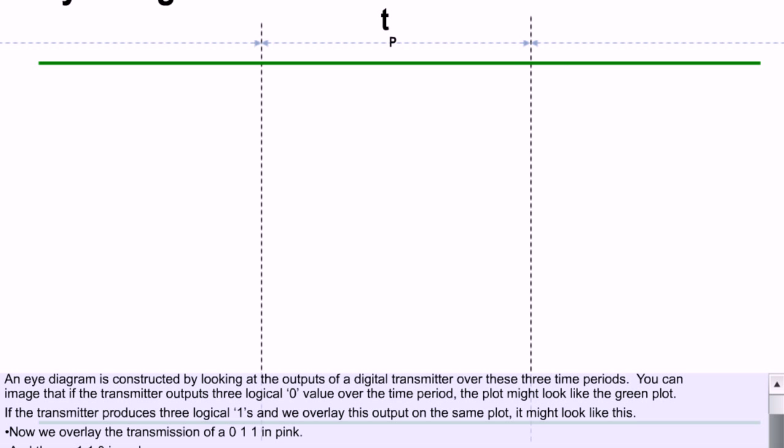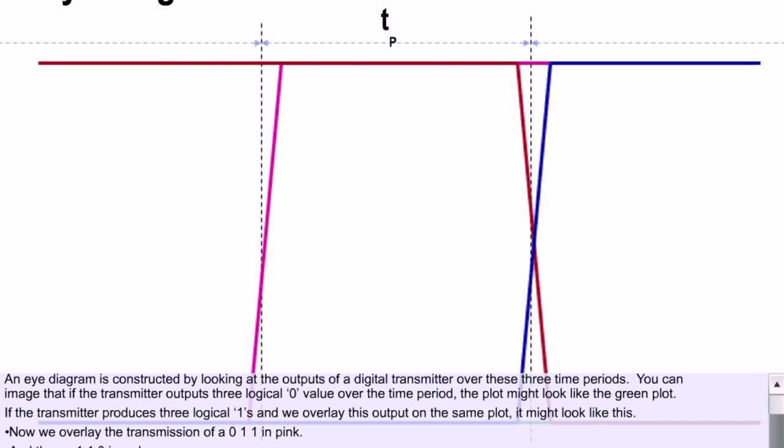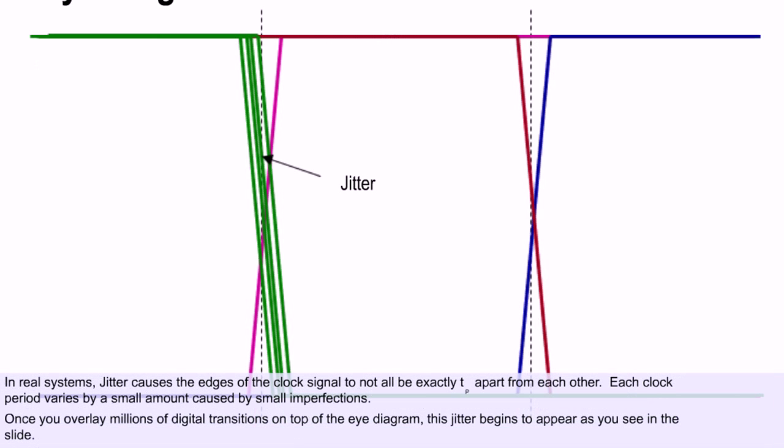Now if we overlay the transmission of a 0, 1, 1 in pink, a 1, 1, 0 in red, a 0, 0, 1 in blue, and finally a 1, 0, 0 again in green, notice that these are all the possible combinations of zeros and ones for the 3 time slices. Laying all of them on top of each other explains why this type of plot is called eye diagram. In real systems, jitter causes the edges of the clock signal to not all be exactly TP apart from each other.